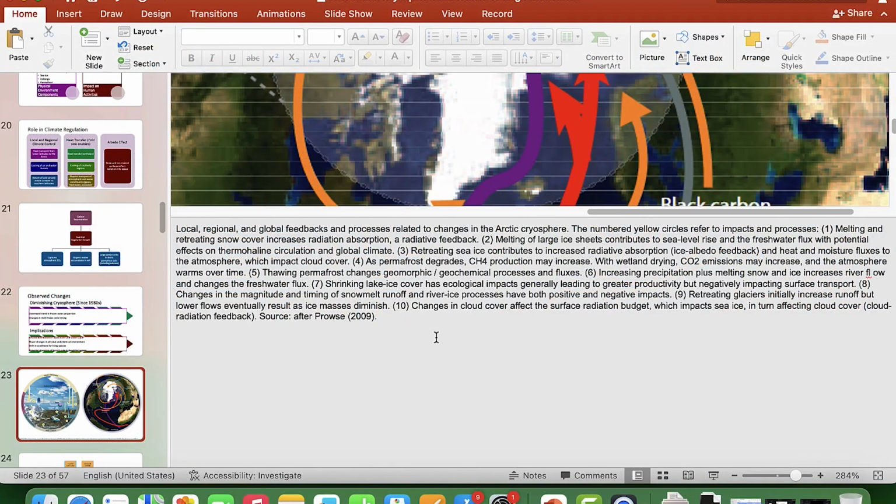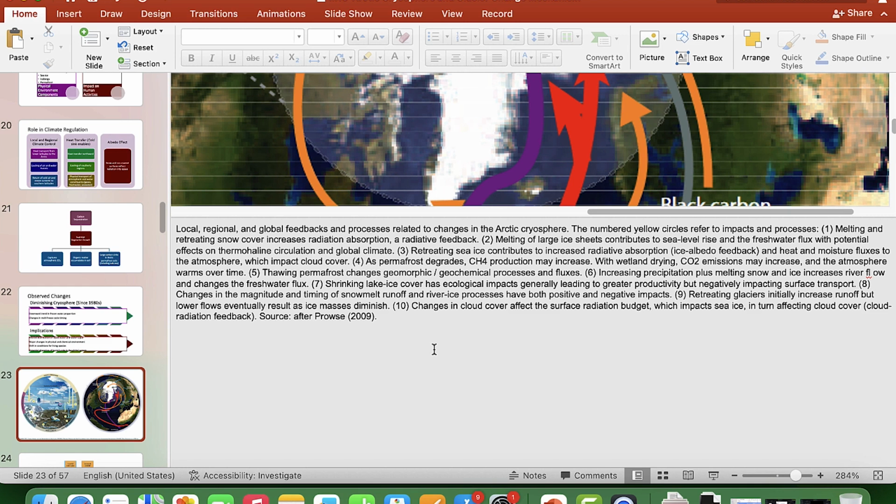The first one is melting and retreating snow cover that increases the radiation absorption, that is a radiative feedback. The second one is melting of large ice sheets contributes to sea level rise and the freshwater flux with potential effects on thermohaline circulation and global climate. The third one is retreating sea ice contributes to increased radiative absorption, that is ice albedo feedback, and heat and moisture fluxes to the atmosphere which impact cloud cover.